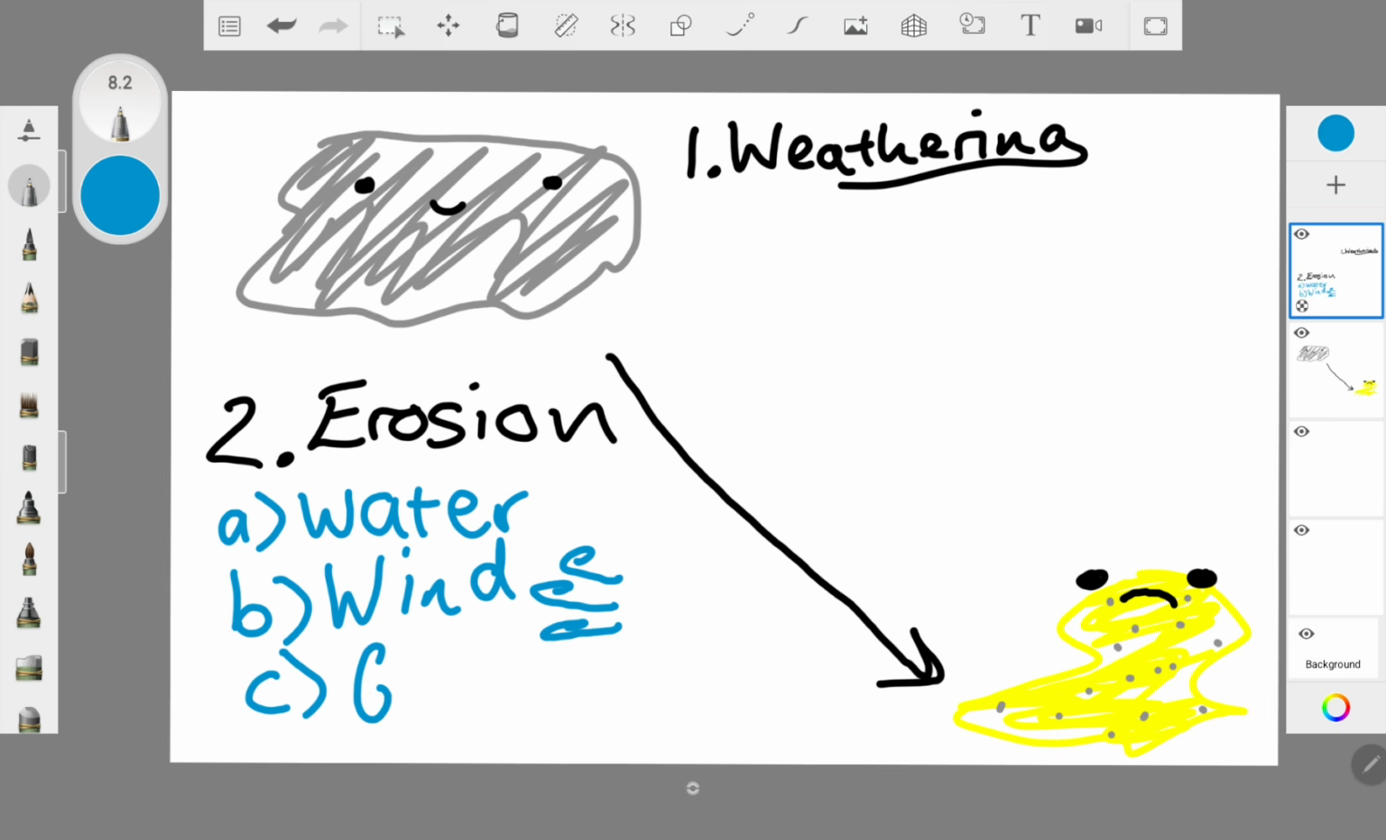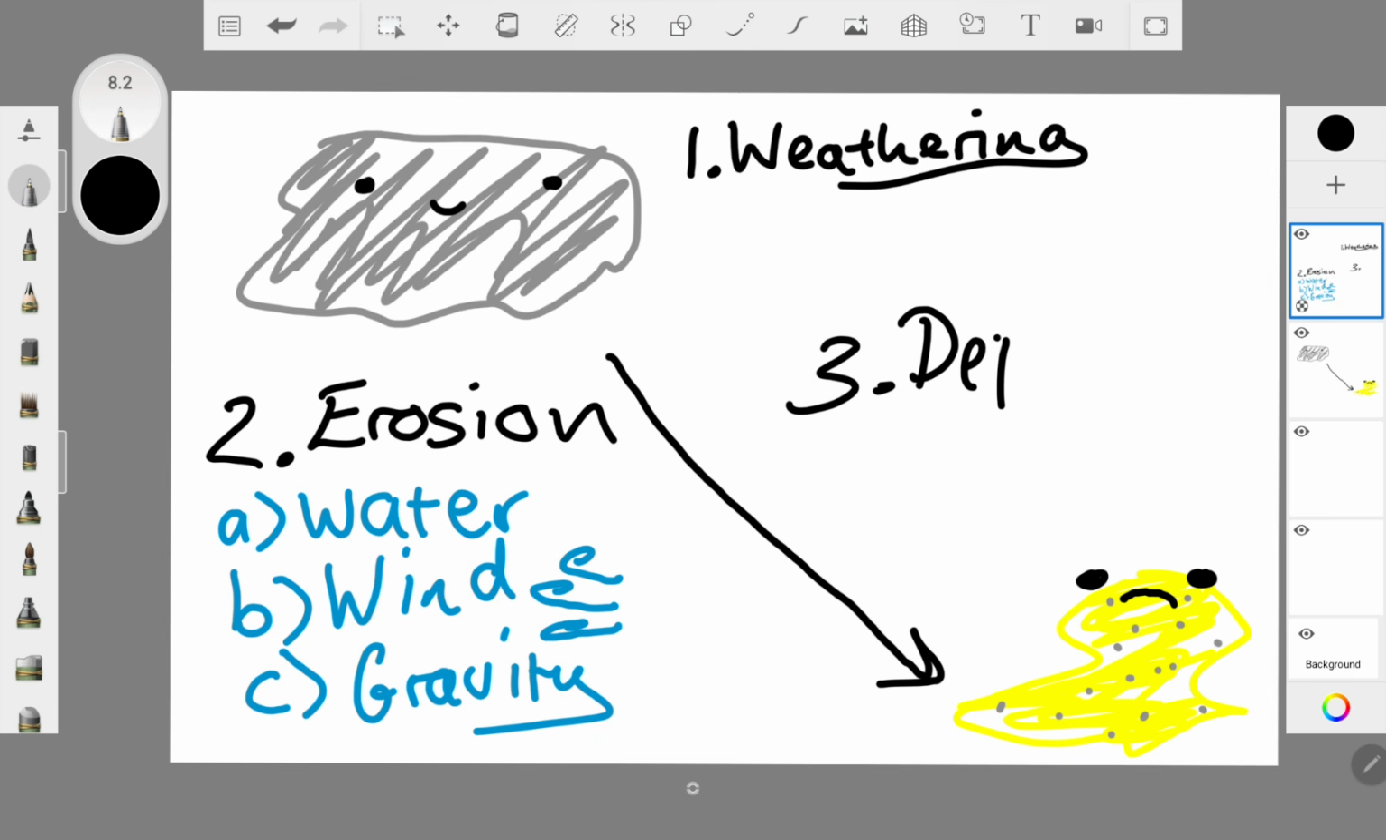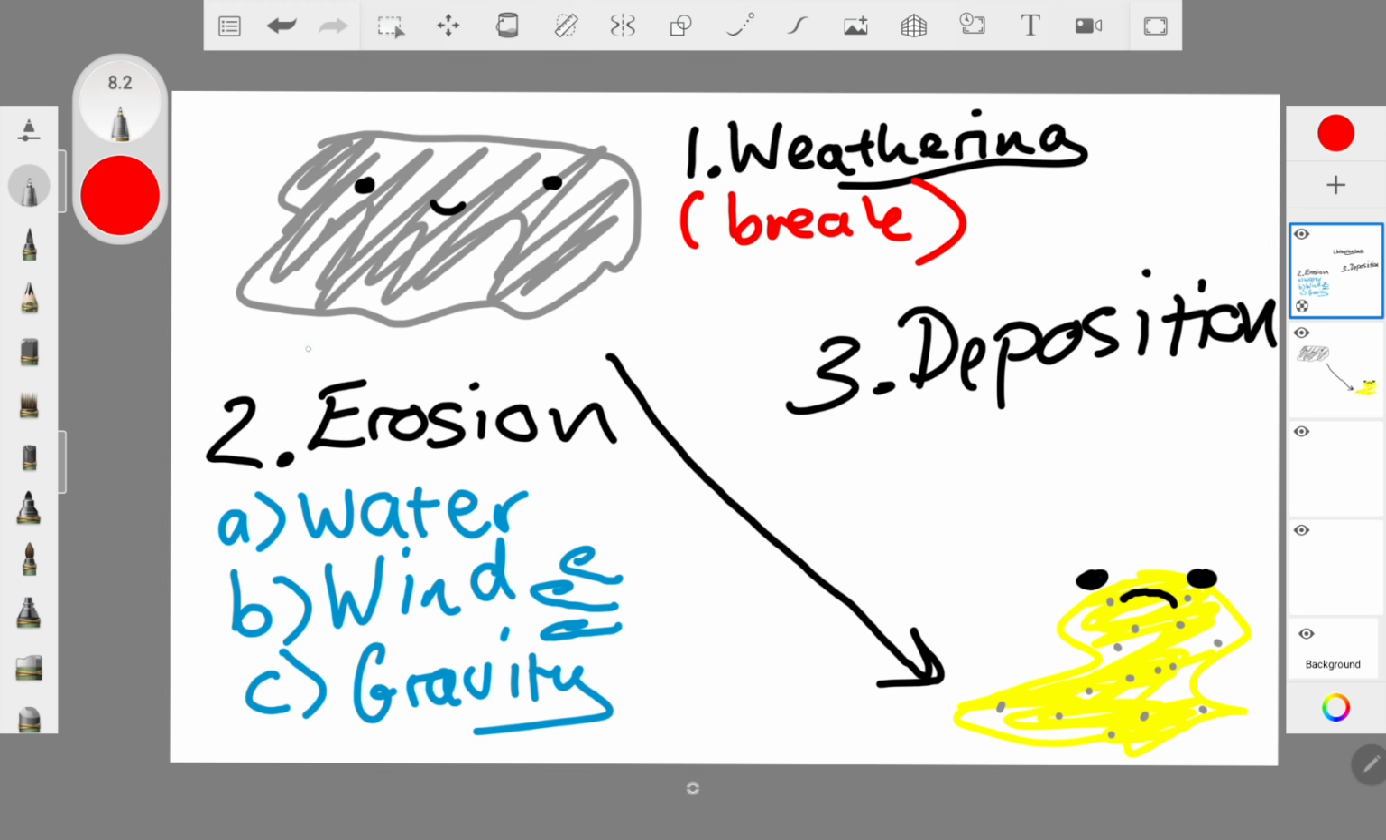And of course, gravity. Yeah? Sediment will sink if it's on top of an ocean or a mountain or something. Now, number 3 I just mentioned. When it gets dropped down, we call that deposition. Okay? It is being dropped elsewhere. So, weathering is to break down. Yeah? Erosion is to move, and deposition is to drop.